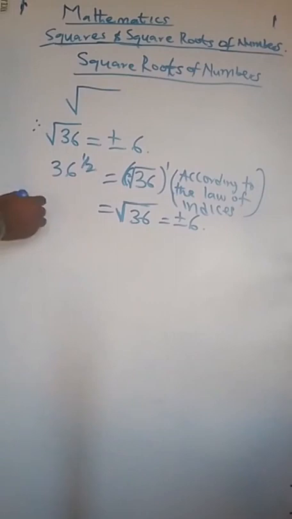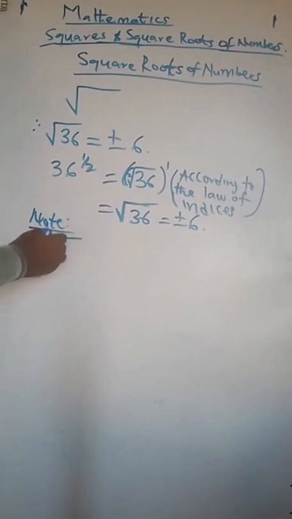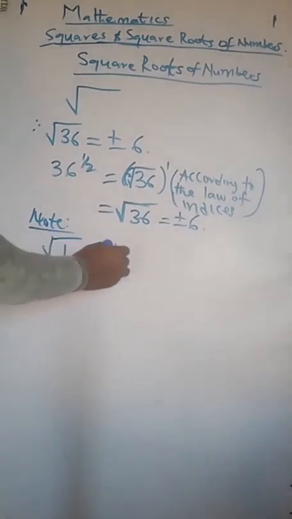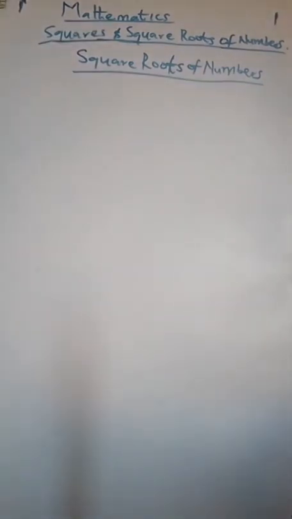Note, square root of 1 is plus or minus 1. If I write square root of 1, it is plus or minus 1. Please don't forget. Let's look at how to find square root of numbers in mathematics.